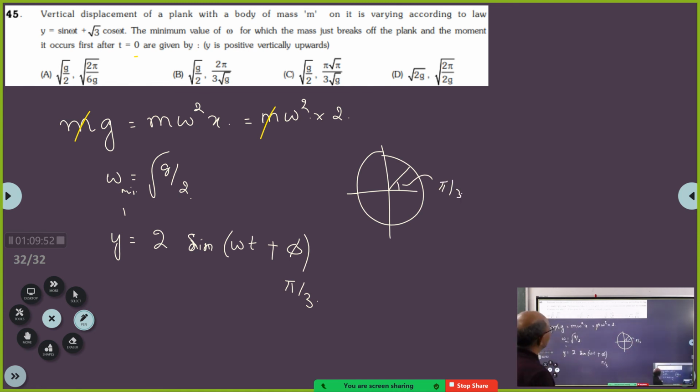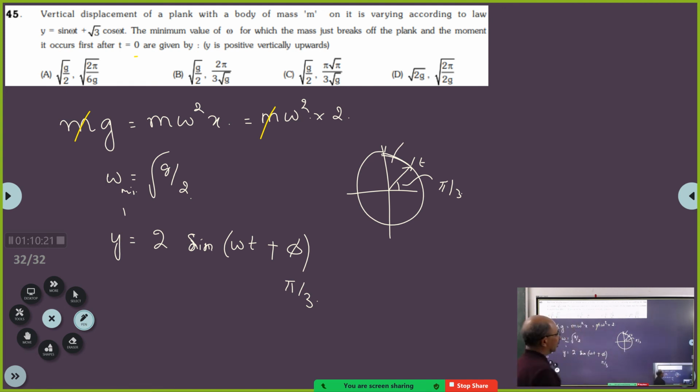So the vertical displacement of the flying body on its bearing, according to the law of fission, the minimum value of the mass just breaks off the flight, and the moment it occurs is after time t equal to 0. So at t equal to 0, this is already here. Now we have to find out only this much time. So this is pi by 3, so the remaining from pi by 3 is 60, so remaining is 30.